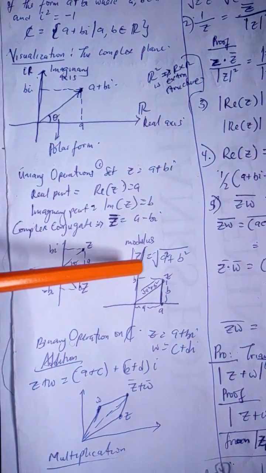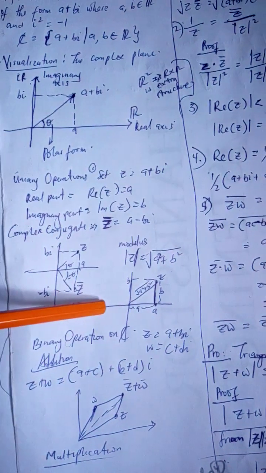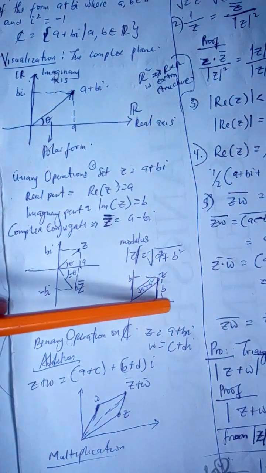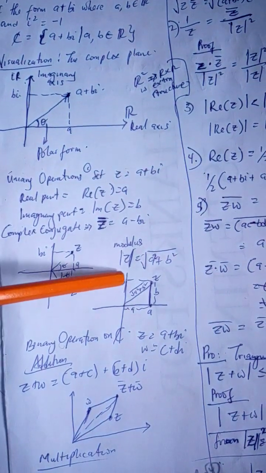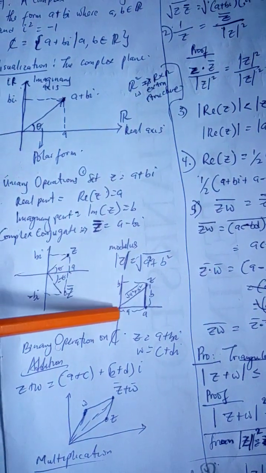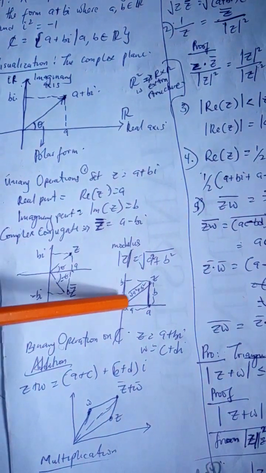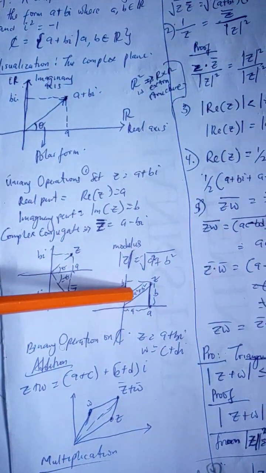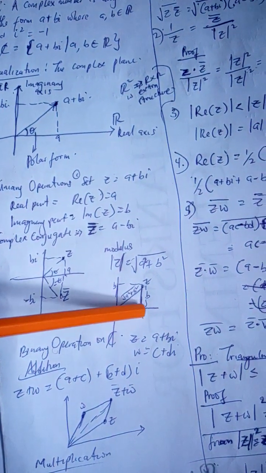So, you should be able to draw that on a graph, because you have your a and your b. This is your a, which is the real part, and this is your b, which is the imaginary part, which gives you z, which is the square root of this. You know that this is your a, this is your b.